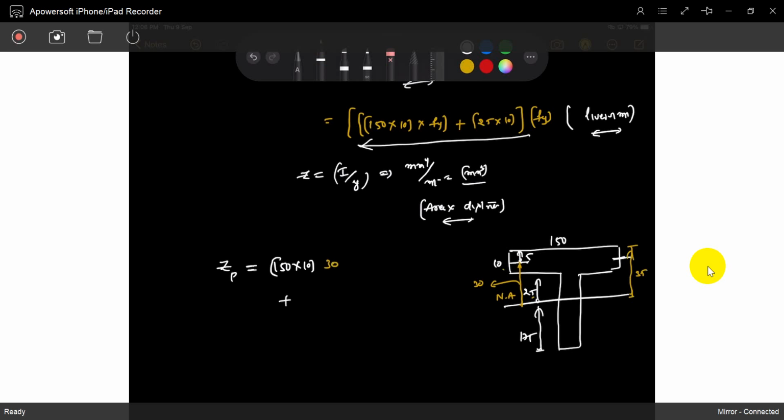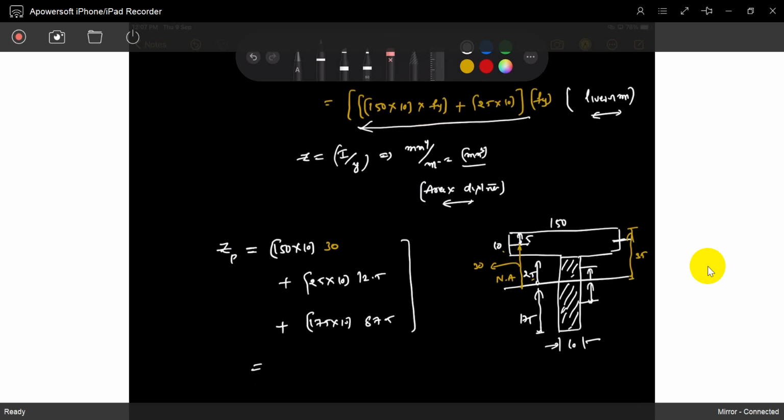So the next area is 25 into 10, because this width is 10. Where is its center of gravity located? 25 by 2, that is 12.5. And the bottom area is 175 into 10. The distance is exactly 87.5. That is ZP. What is that? 201250 mm cubed, area into distance.